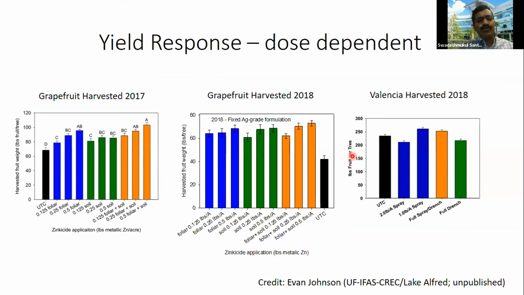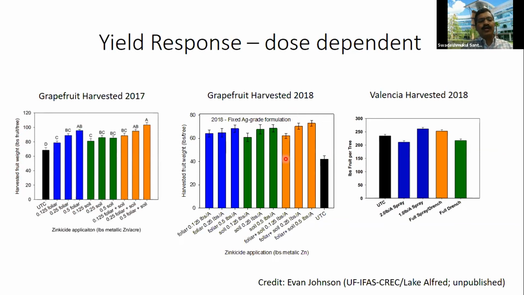Now, what I'm going to show you here is the yield response. Why do we care about yield? Well, growers who are producing these crops care about the yield and they care about the Brix, the quality. If you look at the 2017 field trial data in a commercial grove, we see that as you increase the dose of Zinkicide, foliar application, as well as soil application and a combination of both, you see a dose-dependent yield response. Yield response is measured as harvested fruit weight, pounds of fruit per tree.